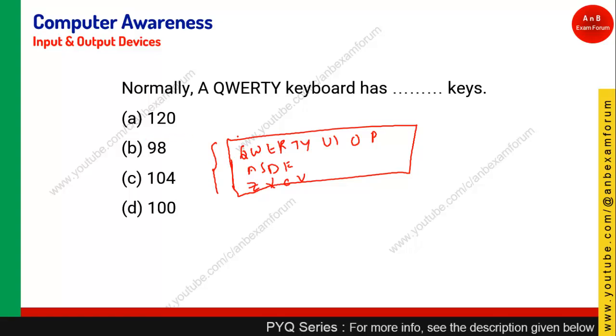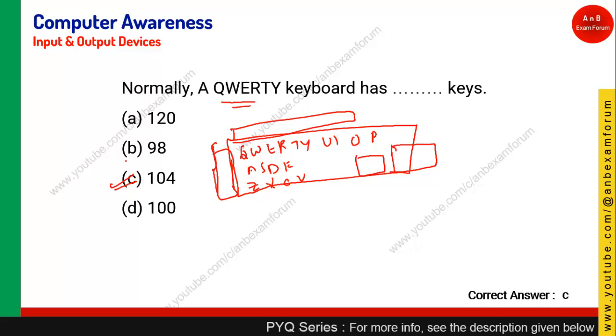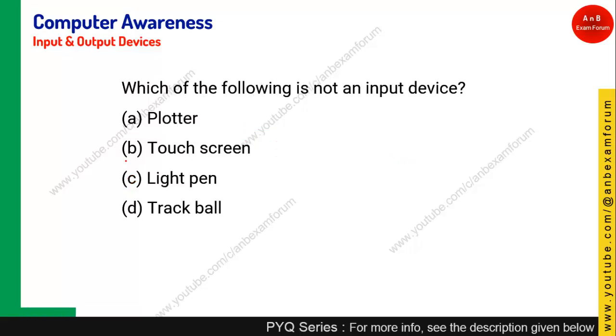It has various other buttons also. On the top it has function keys, on the right it has numeric keys, and here it has some arrow keys. There are some other buttons like caps lock, function. So a QWERTY keyboard has a number of keys. Normally a QWERTY keypad has 104 keys. If you count, it will be 104. So option C is the right answer.